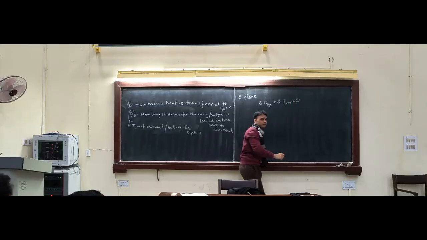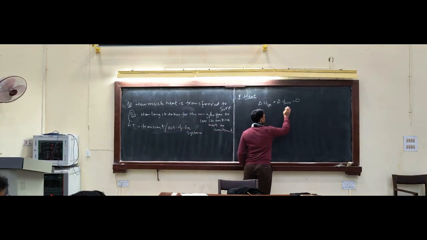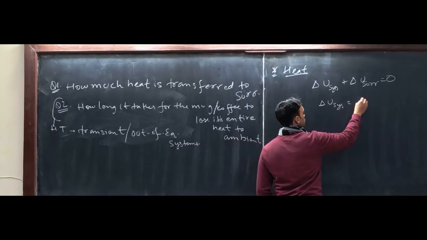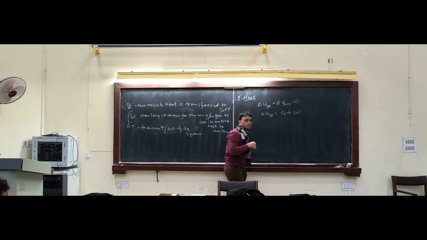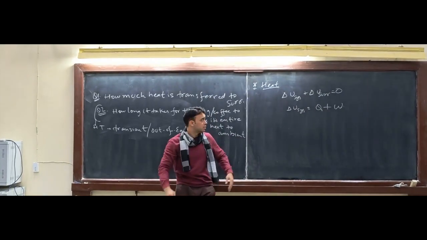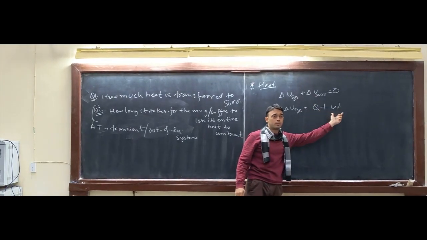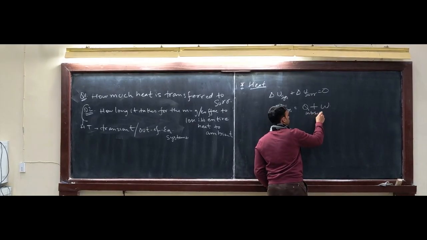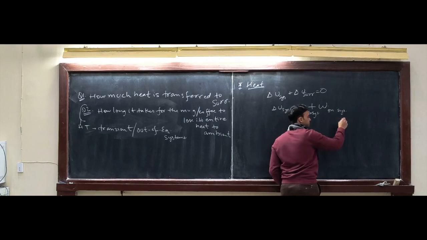That's going to be 0. I can take this on the other side and then write delta U system is equal to heat plus work. I can decompose heat by the surroundings, or change in internal energy of the surroundings, into Q and W, meaning heat into the system, which is on the system.